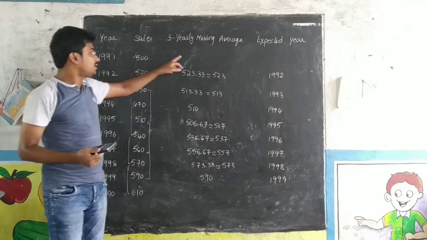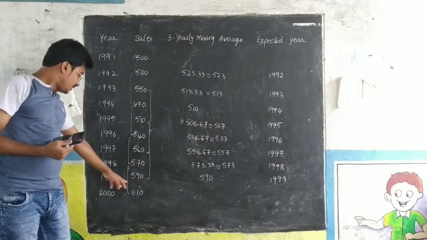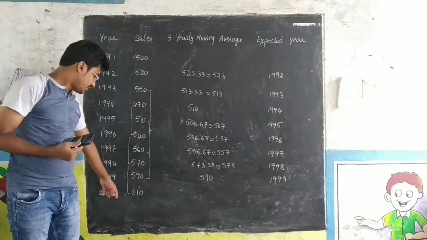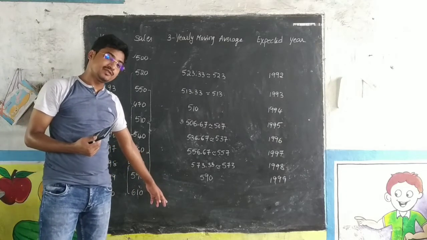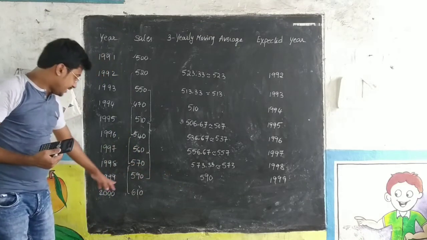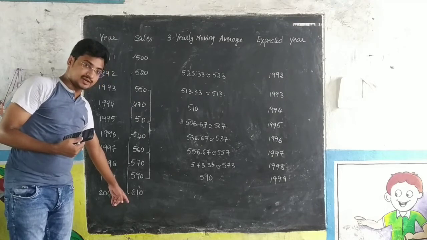For 1999, the trend value is not there. And the last year, 2000, the trend value is not there. Every year doesn't coincide with a trend value. This is one of the disadvantages in moving averages. Next 3 years, no 3 values. Omit last year sales.